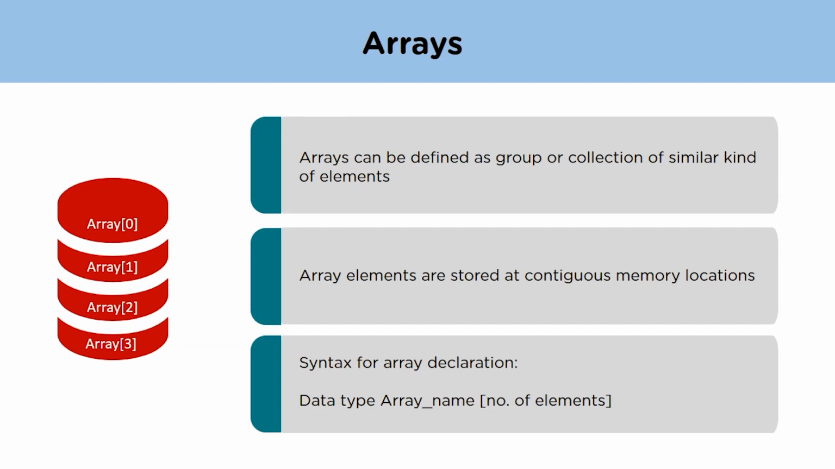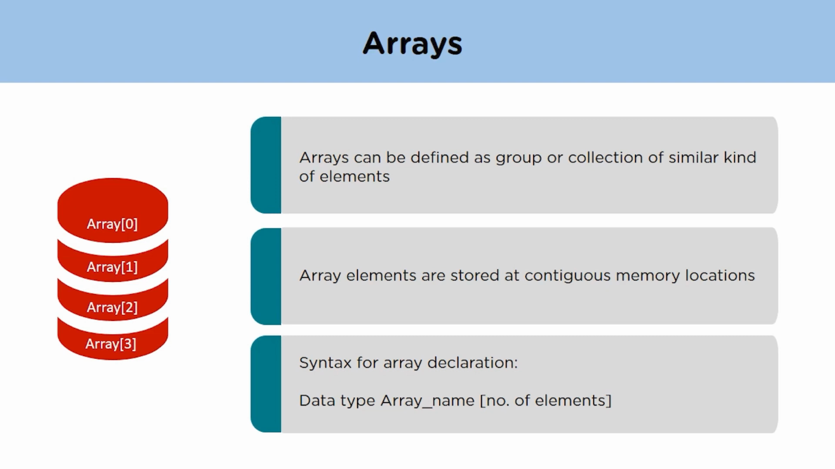Arrays are one of the most important and widely used concepts in C++. It can be defined as a collection of similar kind of elements. The elements of an array are stored in contiguous memory locations, that is, one after the other. Arrays make it possible to store multiple values of the same data type into a single variable. The syntax to declare an array is: first we mention the data type, then the array name, and after that the number of elements inside the brackets.